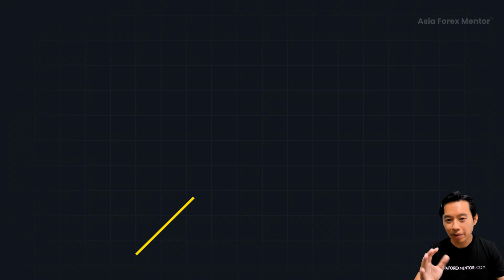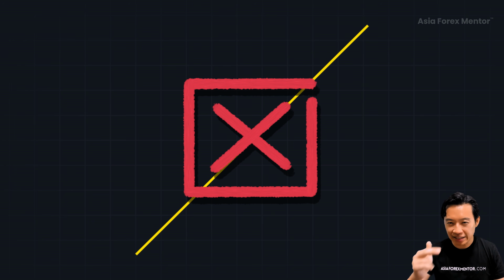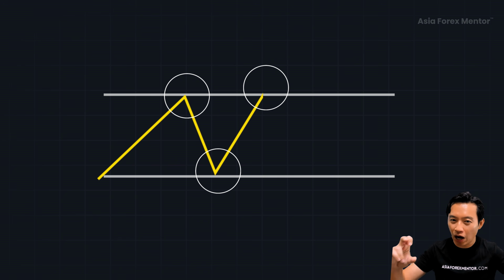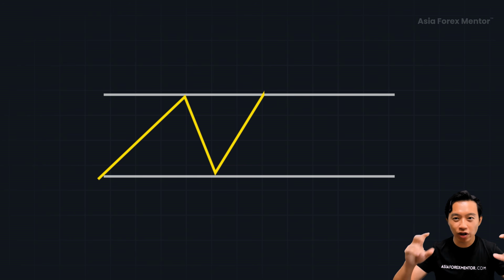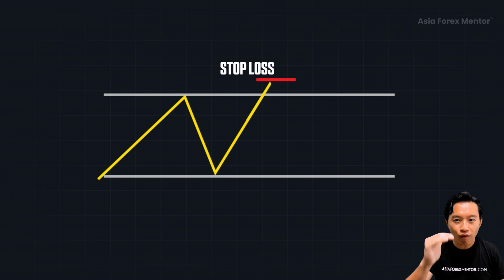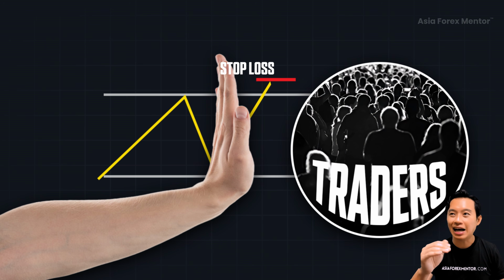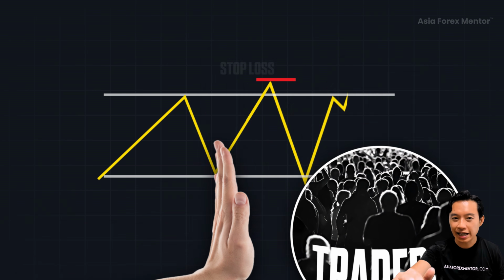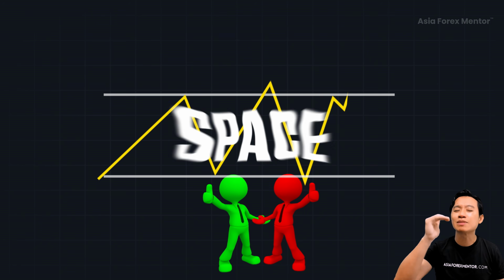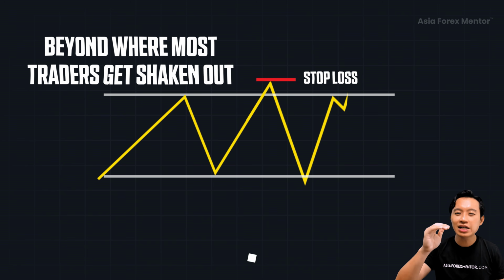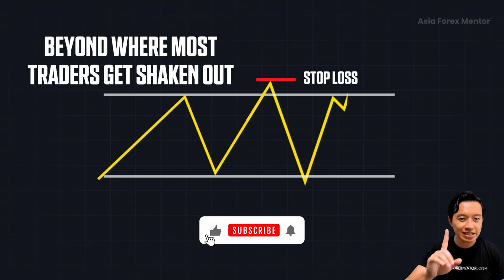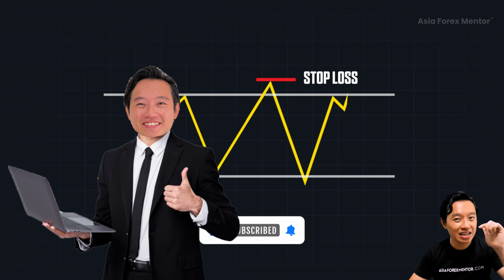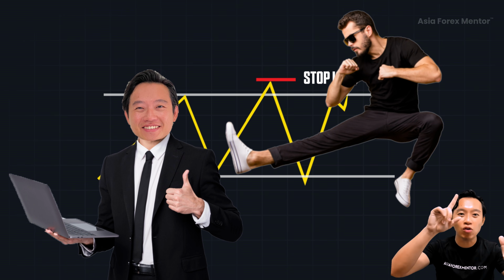Here's the thing, right? The market doesn't move in perfect lines. They move in what? In zones. So price tends to bounce around the area. So if you place your stop loss right at an obvious level, the market makers are easily going to stop out 90% of traders out there. So instead, give your trade a little bit of space. Set your stop loss just beyond where most traders get shaken out. This way, the market can do its thing without hitting your stop loss and kicking you out before the real move actually happens.